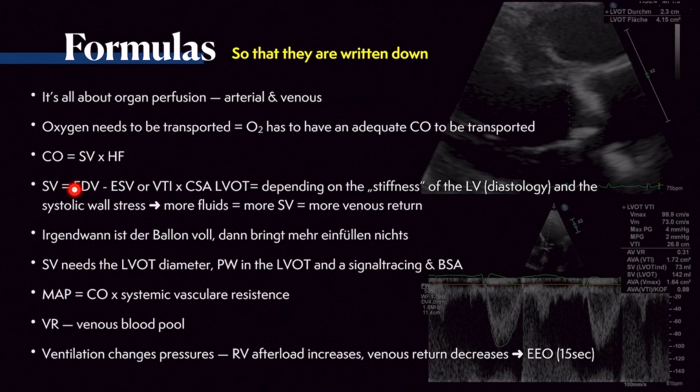Overall, the main question or the main goal is optimized organ perfusion, arterial and venous. So in the arterial system and the venous system, the oxygen, of course, needs to be transported. You need enough blood to transport O2, and you need to have an adequate cardiac output, so no forward failure. The cardiac output is the stroke volume times the heart rate. The stroke volume, again, is end diastolic volume minus end systolic volume, or you can calculate it with the VTI of the pulse wave Doppler signal in the LVOT and the cross-sectional area of the LVOT.